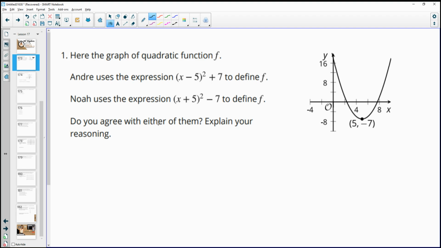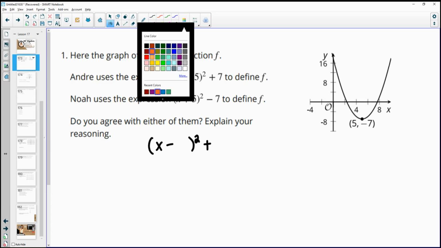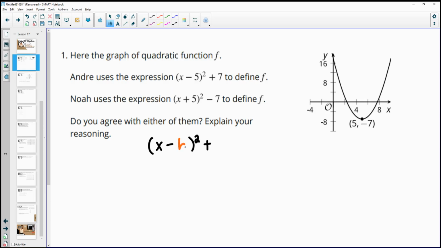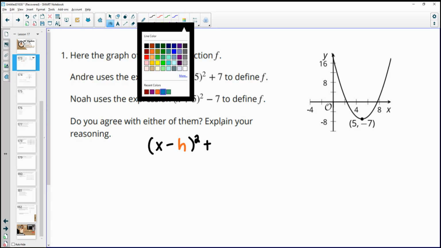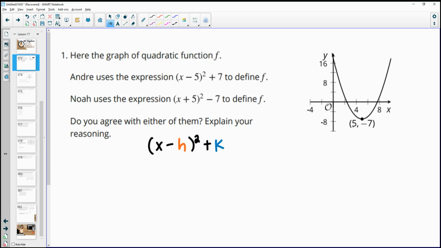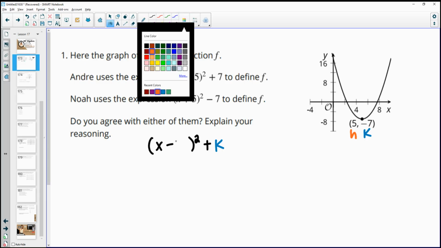So let's take a look at what we would get if we plug this vertex into vertex form. Remember that vertex form is x minus the x coordinate of the vertex, and then plus the y coordinate of the vertex. The x coordinate we generally call h, and the y coordinate we call k. So our k is -7 and our h is 5. We are going to plug in the x value in this place. So our x value from our vertex is 5.